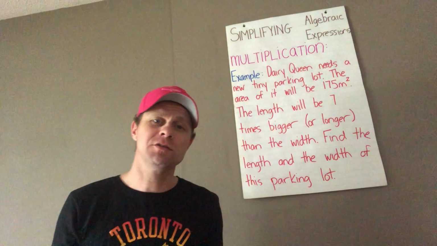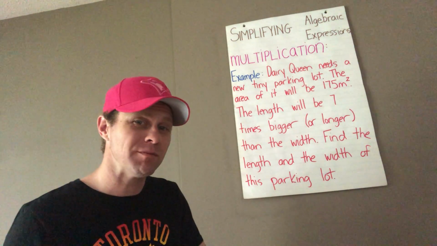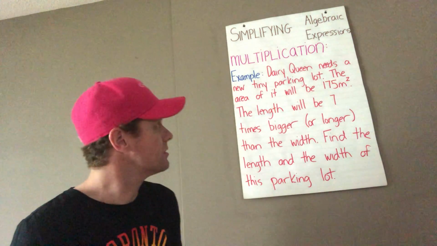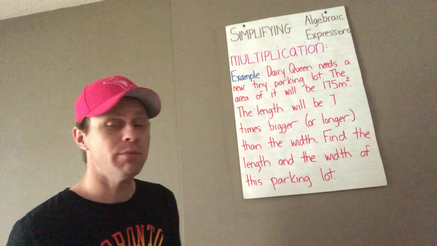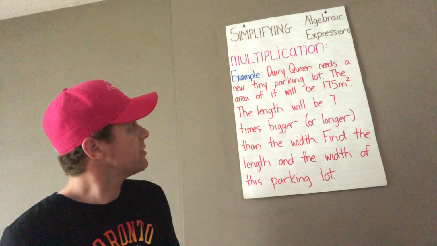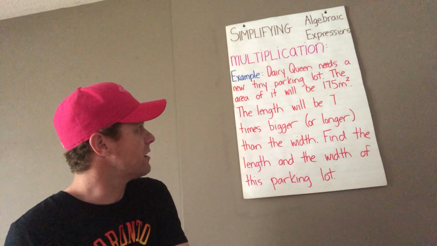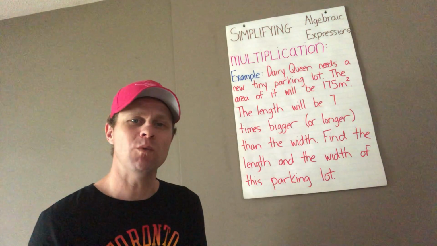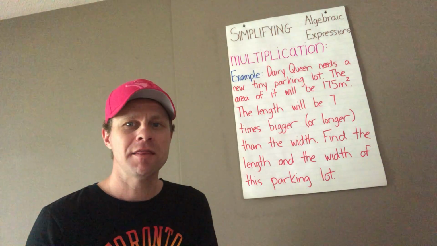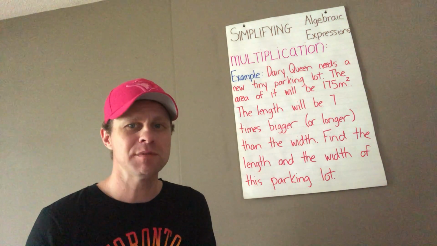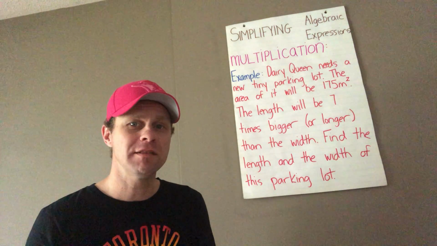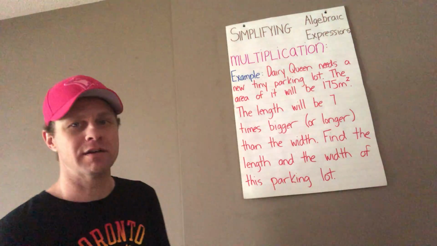Okay, so now we're going to work through a word problem using multiplication with an algebraic expression. So, you might want to write down the whole question, okay? Dairy Queen needs a new tiny parking lot. The area of it will be 175 meters squared. The length will be 7 times bigger or longer than the width. Find the length and the width of the parking lot.